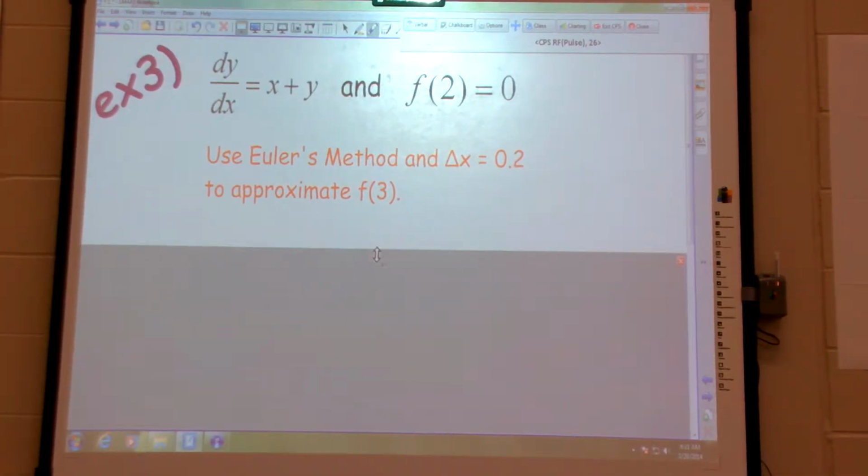Calculators for this. So we know dy/dx is x plus y. F of 2 is 0. We're going to use Euler's method and a step size of 0.2 to approximate f of 3.